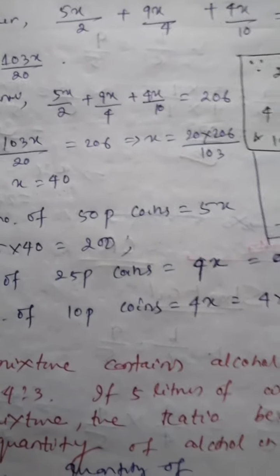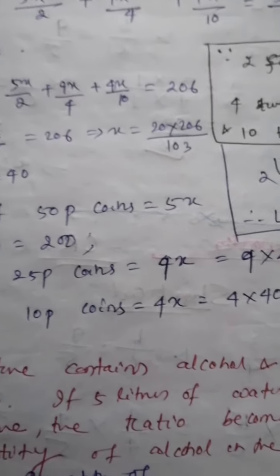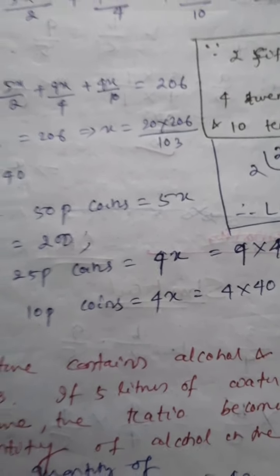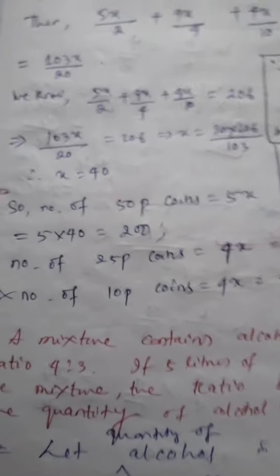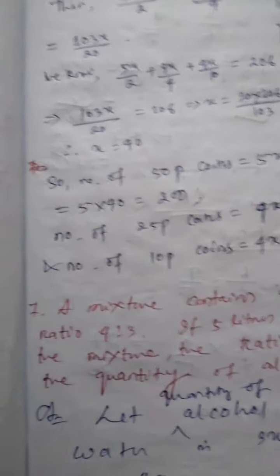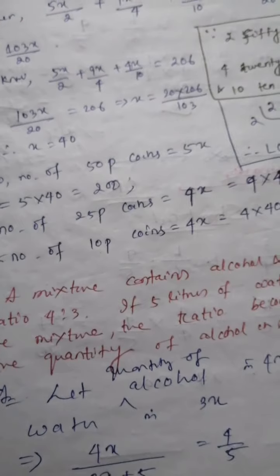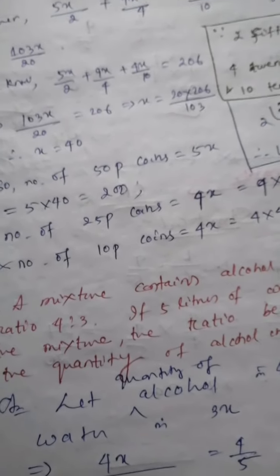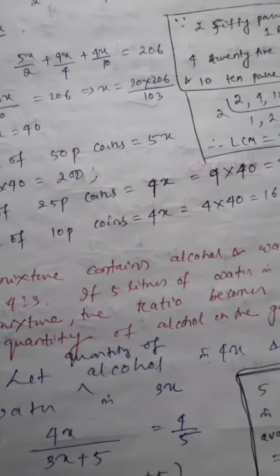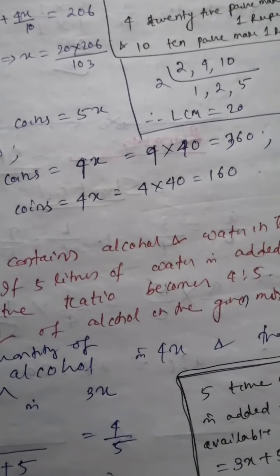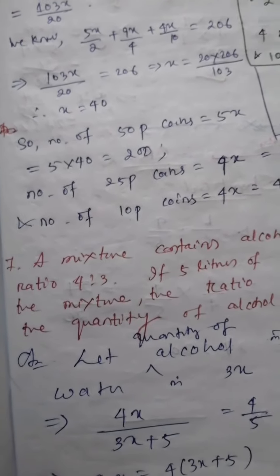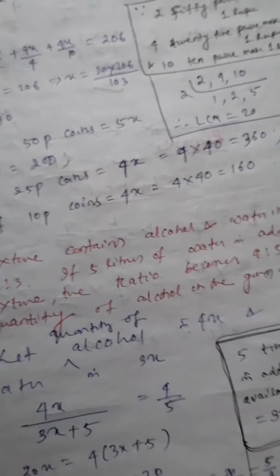Next, we know that 5x by 2 plus 9x by 4 plus 4x by 10 equals 206, and by solving in this way, I get the value of x equal to 40. So for the number of 50 paise coins, I will just put in the values of 5x, 9x and 4x, and I will get 200, 360 and 160 as the answer.